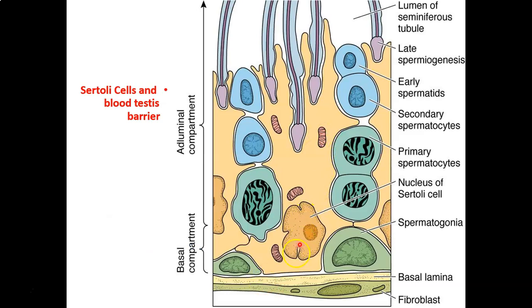Look at this. You will find here the Sertoli cell insinuated between the spermatogenic cells. Let's revise the spermatogenic cells: spermatogonia, primary spermatocyte, secondary spermatocytes, and here you will find the spermatozoa.